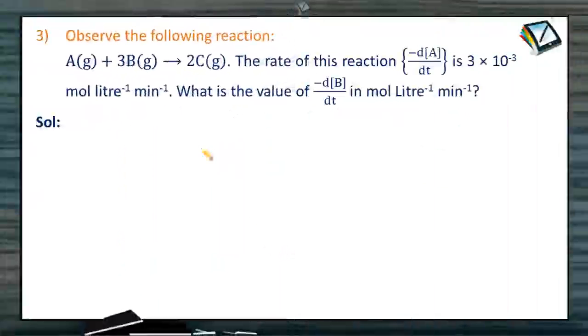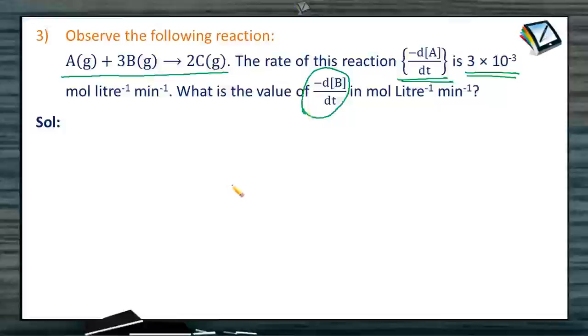Observe the following reaction, that is A plus 3B gives rise to 2C. Then for this one, the rate of reaction minus dA/dt is given as 3 into 10 power minus 3 mole liter inverse minute inverse. And what we need to calculate is the value of minus dB/dt.